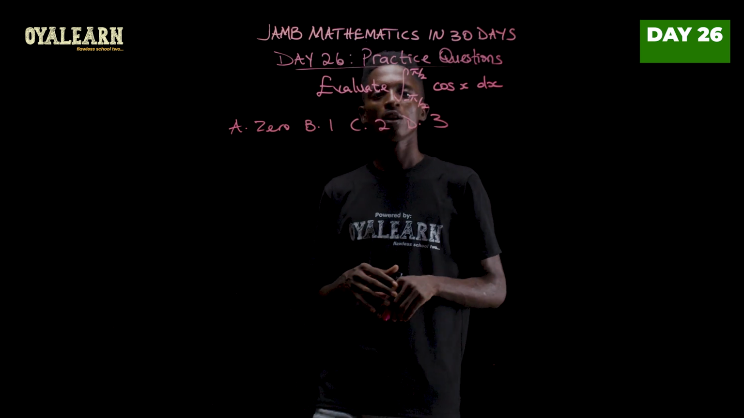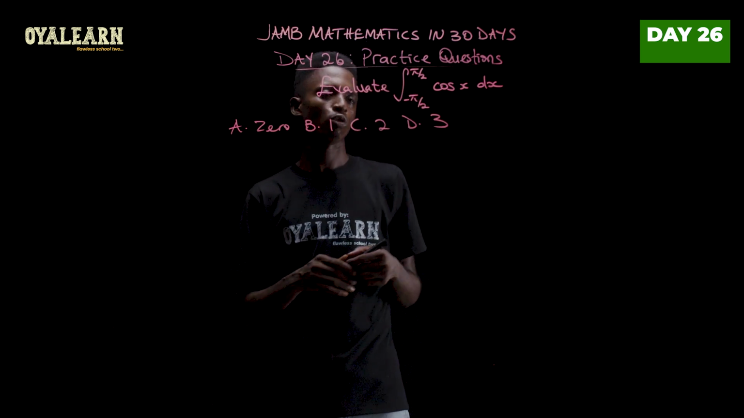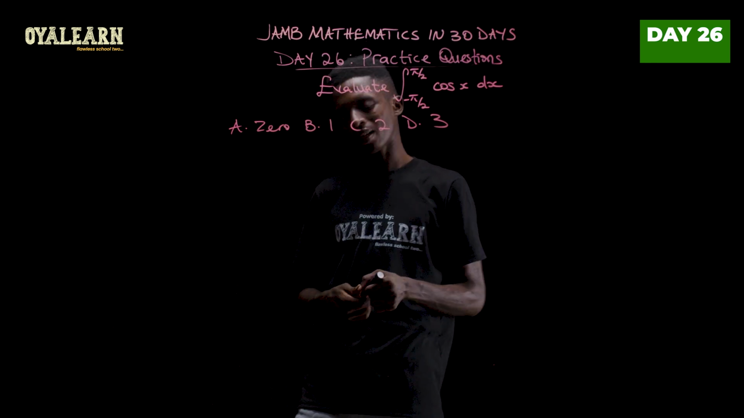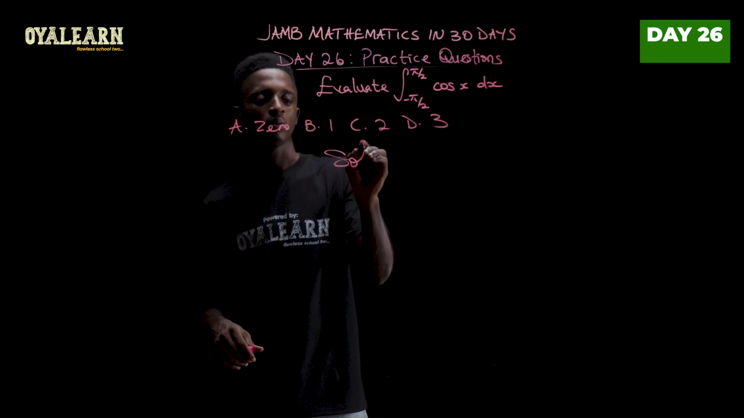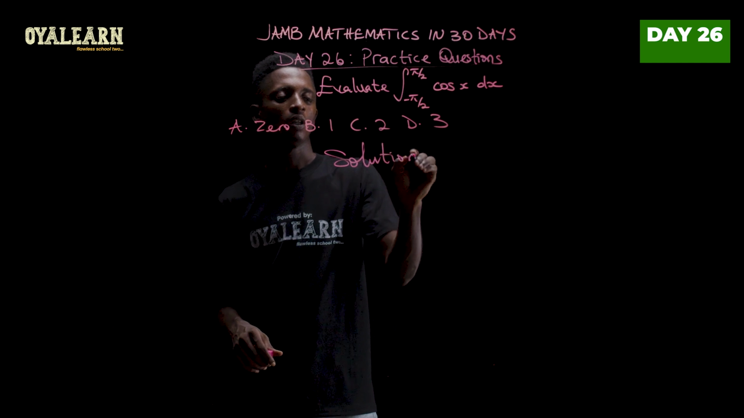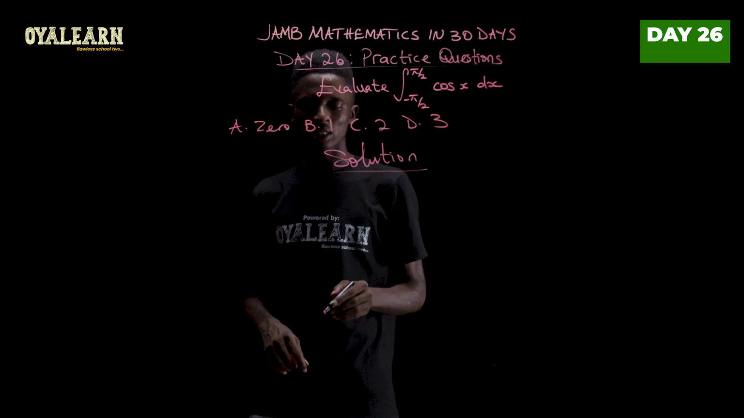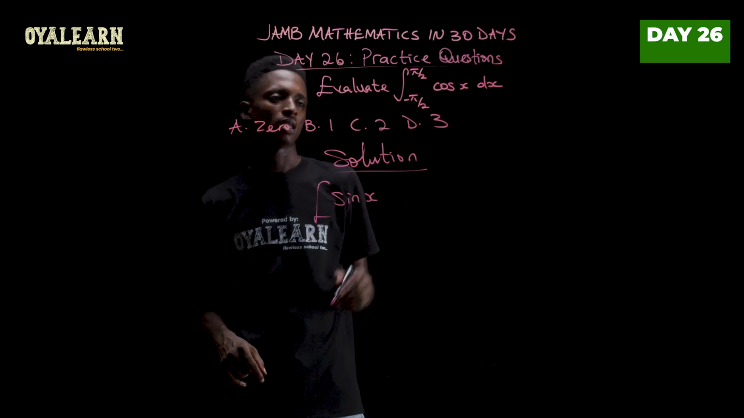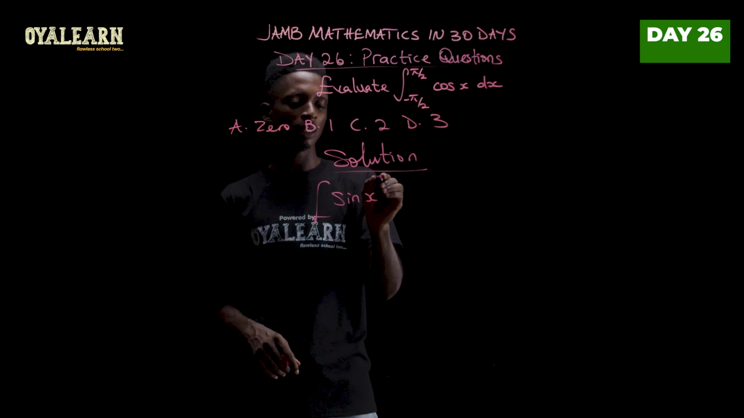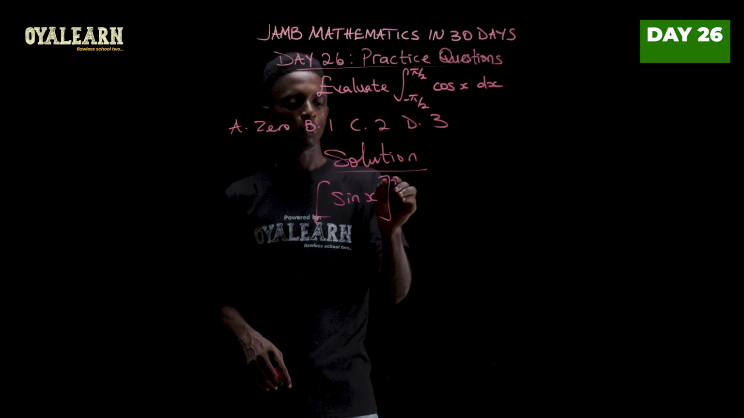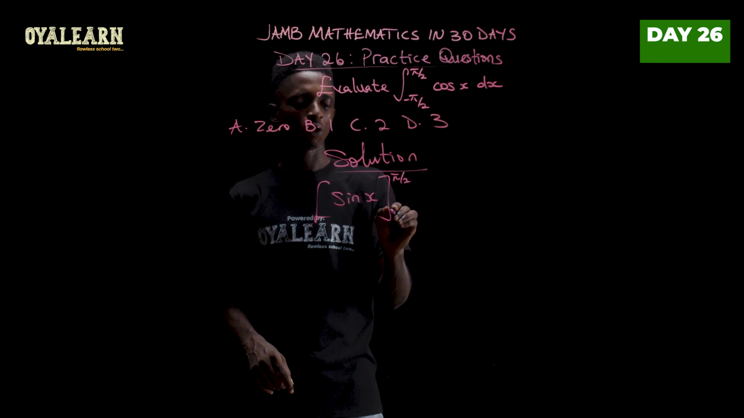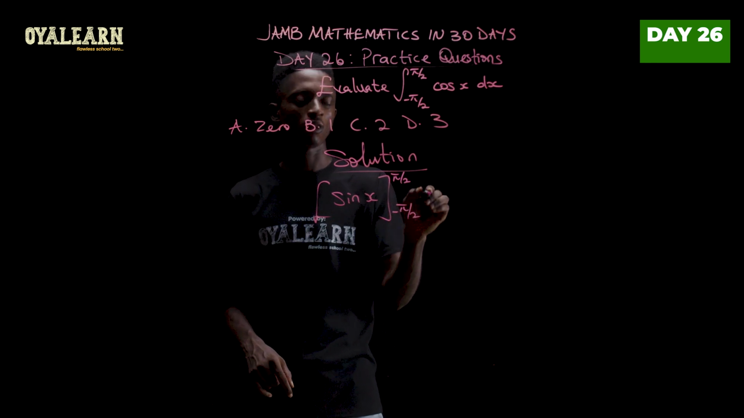Evaluate the integral with upper limit pi over 2 and lower limit minus pi over 2 of cos x dx. Solution. Now, when you integrate cos x, you're going to get sine x, right? So since we have limits, there's no plus c in this case. We just indicate our upper limit, pi over 2, and our lower limit, minus pi over 2.